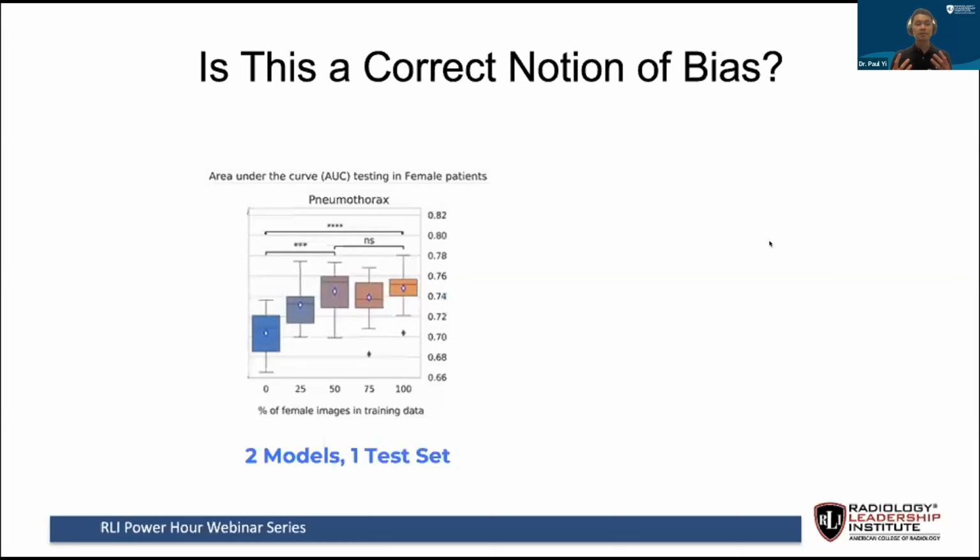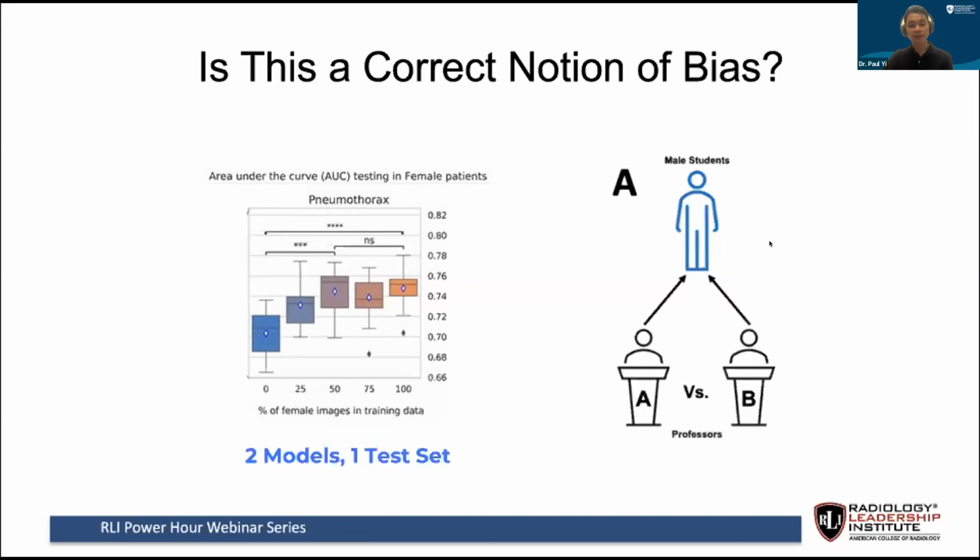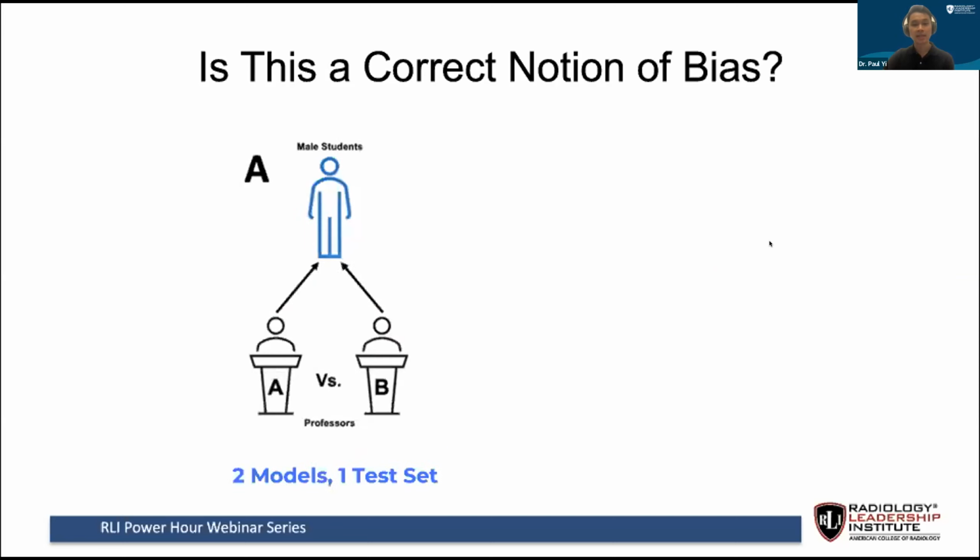But one question I want to pose to you is, is this a correct notion of bias? What they did here was train multiple models, let's say one model with only males in the training set and one model with only females. And then they compared the performance on a single test set of a single sex. If we try to personify this, it's asking whether one of two professors, Professor A and B, is biased compared to the other because one might grade male students higher than the other. So this is a paradigm of two models, one test set. But if we think about it, this isn't necessarily the most intuitive notion of bias.